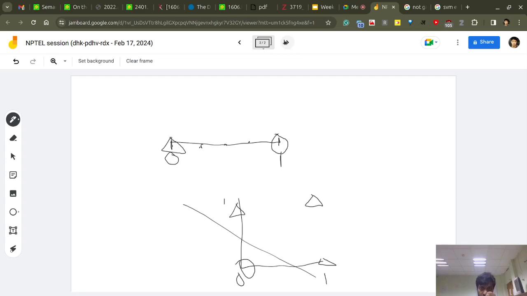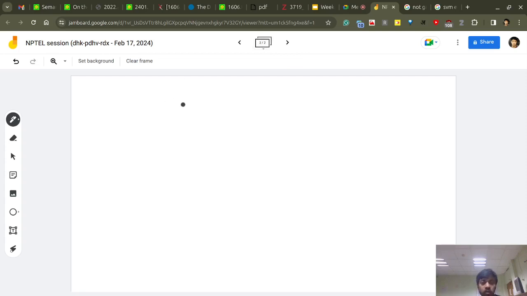Then let's make another set. Let's draw the AND function. 1 and 1 is 1, right? So this is 1. 1 and 0 is 0. 0 and 1 is 0, and this is also 0. 0 and 0 is 0. So we can just draw a line like this. So this is also linearly separable. So NOT, AND and OR, all three are linearly separable.